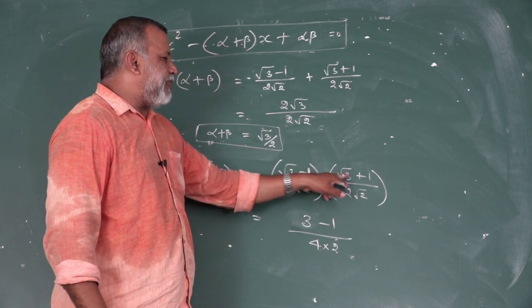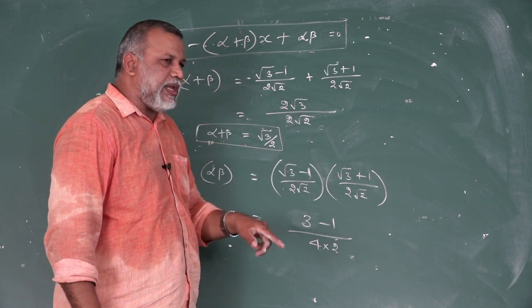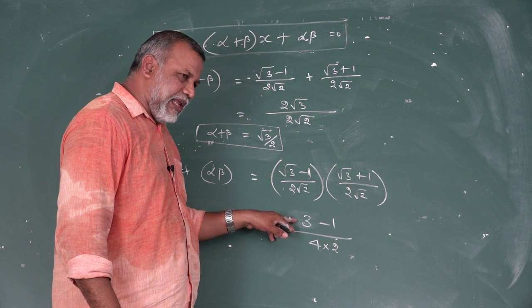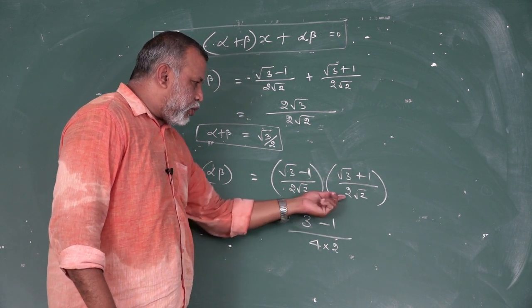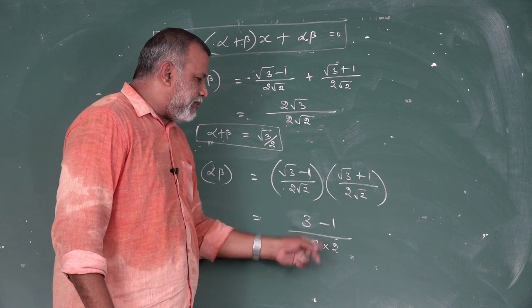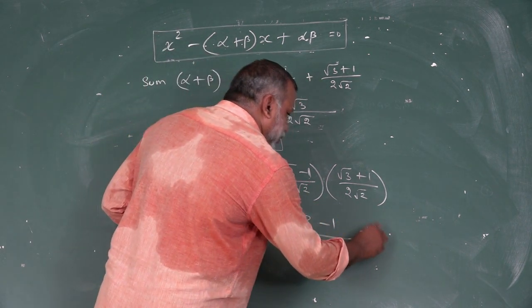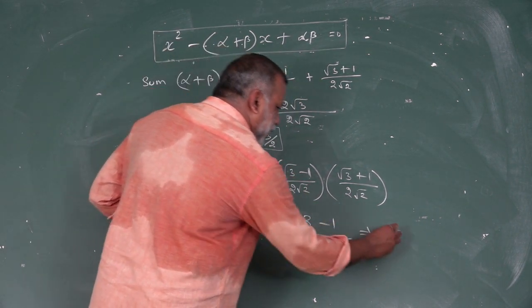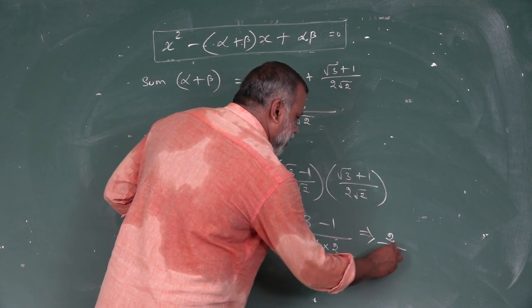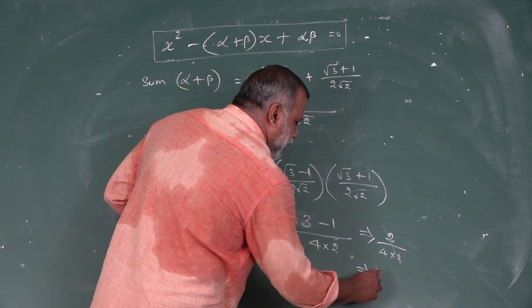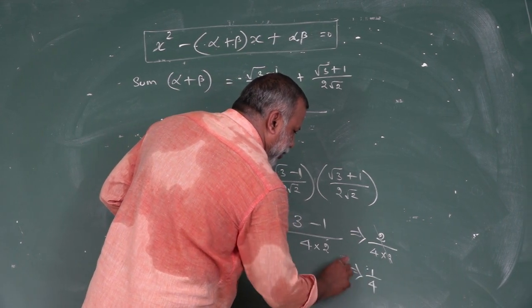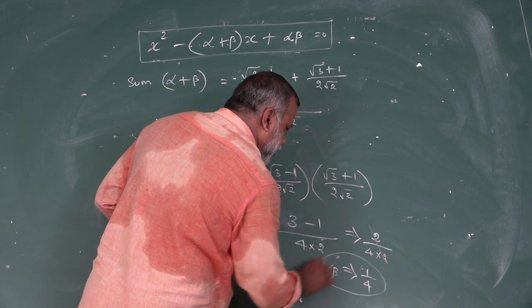Numerator is in the form of a plus b into a minus b, that means a squared, root 3 squared becomes 3, minus b squared, which is 1. Here 2 into 2 becomes 4, root 2 into root 2 becomes 2. Now simplify: we get 3 minus 1, that is 2, divided by 4 into 2. Again these 2 will be removed. Therefore 1 by 4 is the product of the roots.